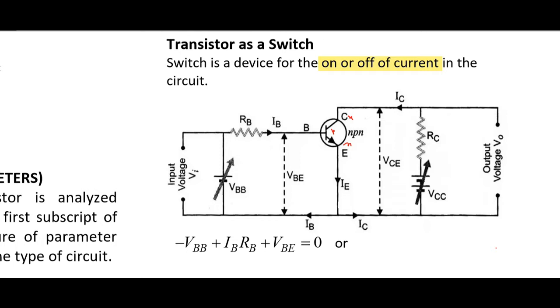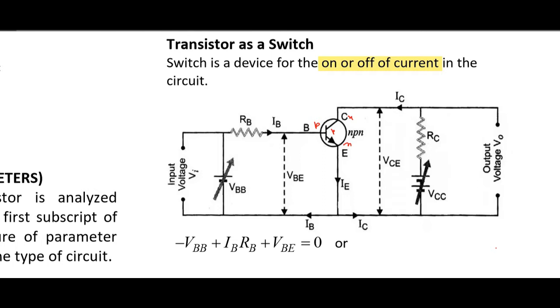For forward biasing, this is the emitter base junction. It is to be forward biased, and this is P type. This has to be connected with the positive of the battery. It is connected here. And this is to be connected with the negative of the battery here. This is emitter, base, and collector.